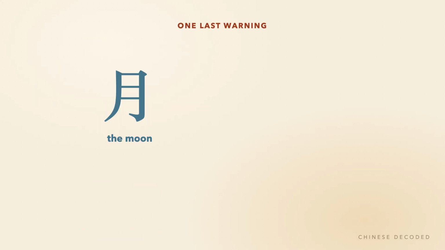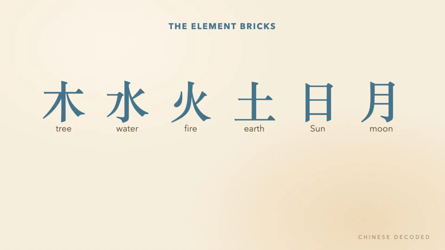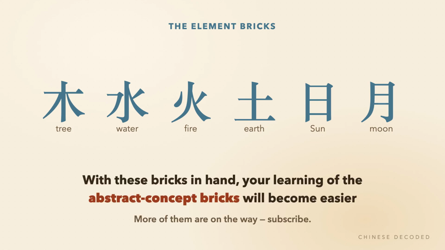1 last warning. When you see this shape on the left side of a character, it is not the moon at all, but the brick that means flesh, which looks almost identical. With these 6 bricks in hand, your learning of the abstract concept bricks will become easier, and more of them are on the way.